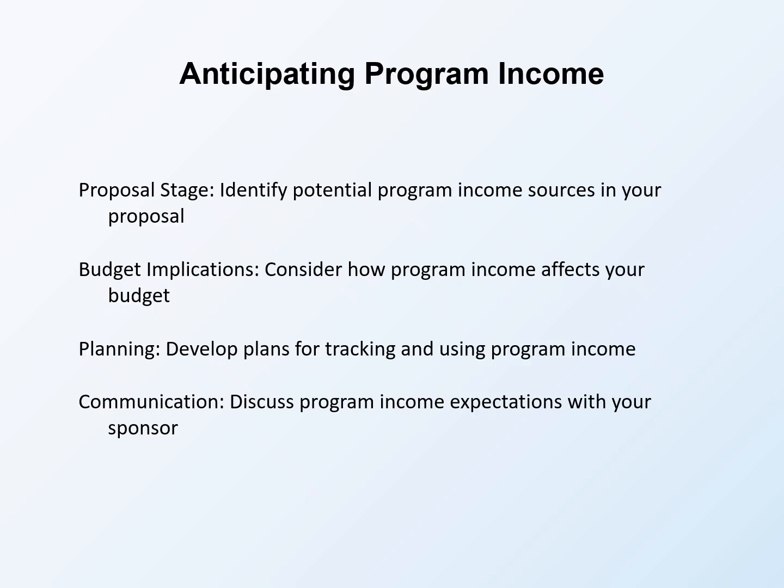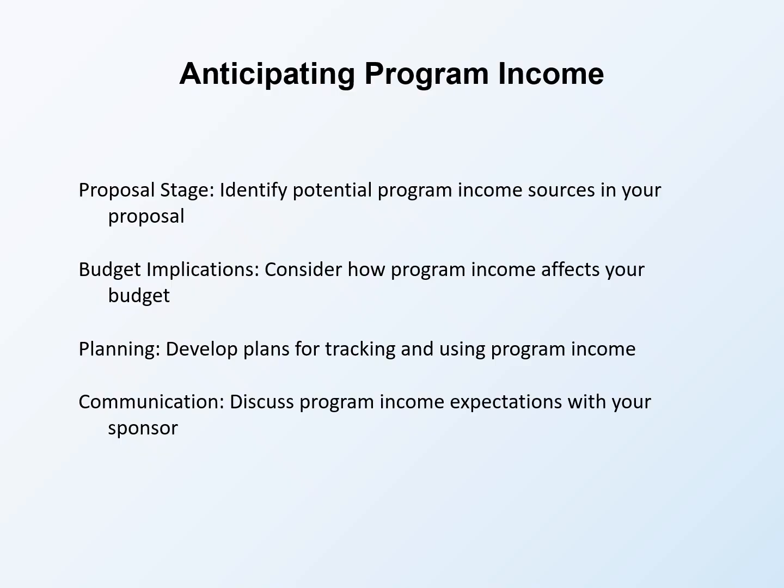Planning for program income should occur before the award begins. Develop systems for tracking revenues connected to grant activities. Establish procedures for using program income in compliance with requirements. Prepare to report program income accurately. Good planning prevents scrambling when income actually occurs.